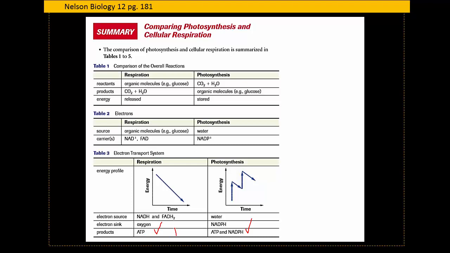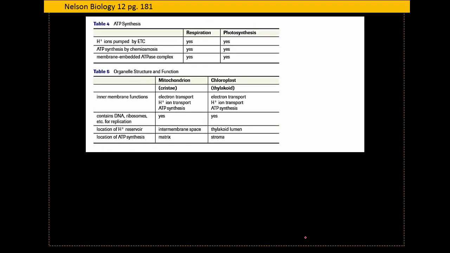Now, NAD+, there you go. That's also produced as the electron carrier drops off electrons, but that's not considered an important product in this case. All right, moving on.